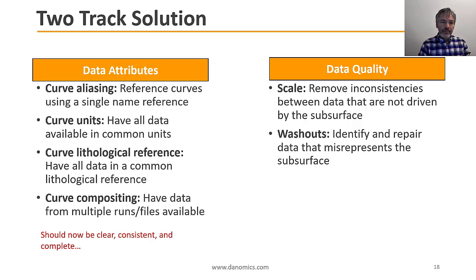Okay, so I just went over a few of the examples there with curve aliasing and curve units. Curve compositing is getting all your files from multiple runs stitched together and spliced together. But once you have that done, then you should be clear, consistent, and complete with respect to your data. Then you still need to get it clean, and that's where the data quality track comes in.